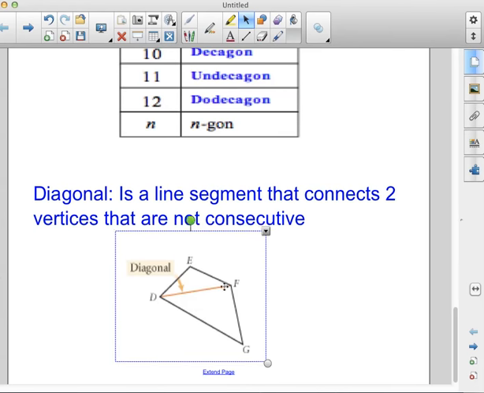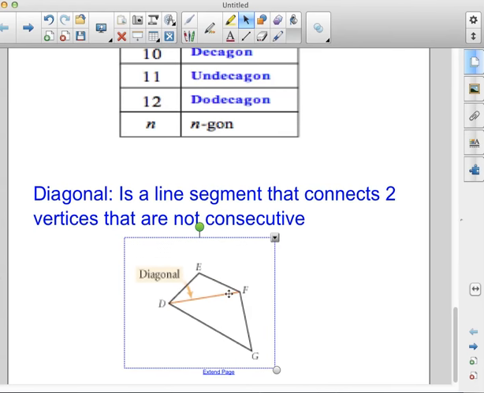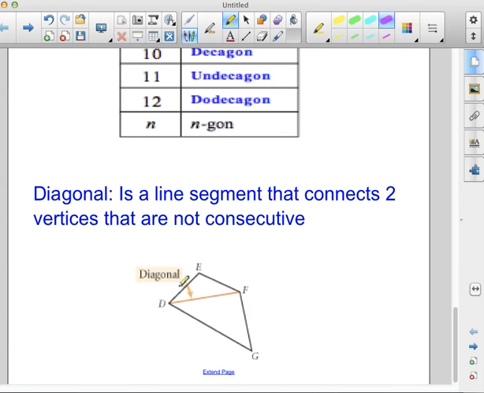Well, here I have my diagonal. My diagonal is touching points, vertices D and F. They are not consecutive. D and E are consecutive, E and F are consecutive, but D and F are not consecutive. So, a diagonal is a line segment that connects vertices that are not consecutive.